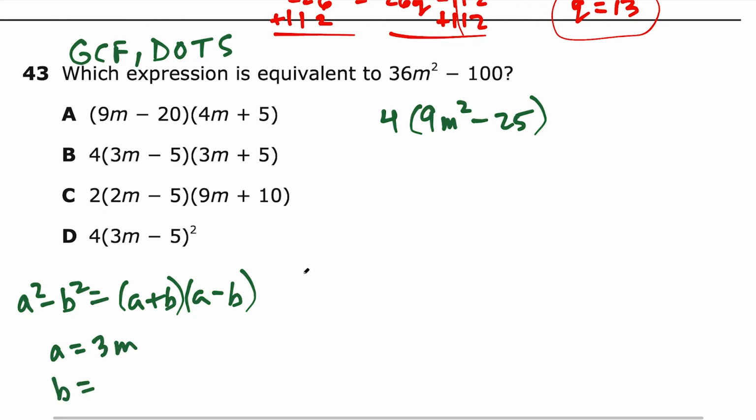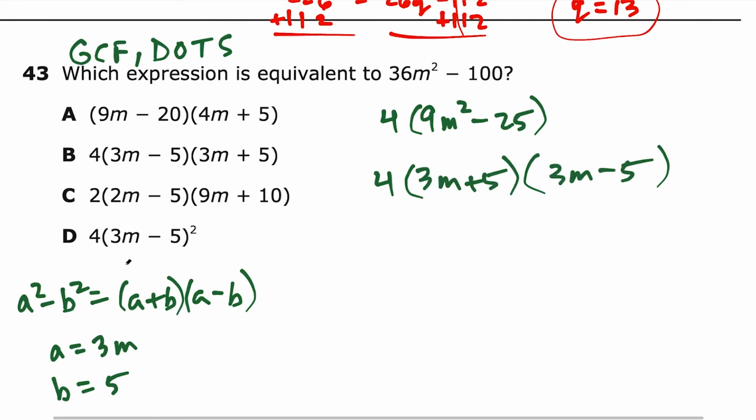And then our b term, the square root of 25 would be 5. And we could just double check this. If you did a squared, you would get, once again, 9m squared. If you did b squared, 5 times 5 would give you 25. So this is going to factor nicely to 3m plus 5 times 3m minus 5, once again just using this formula here.